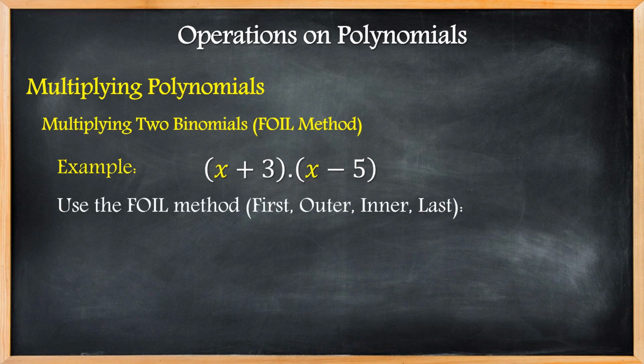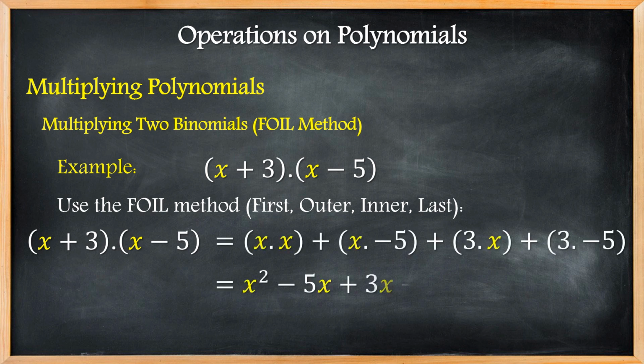Multiplying two binomials: the FOIL method. The FOIL method helps us multiply two binomials by following four steps. First, multiply the first terms. Outer, multiply the outer terms. Inner, multiply the inner terms. Last, multiply the last terms. Example, multiply x plus 3 by x minus 5. Using FOIL. 1. First, x times x equals x squared. 2.